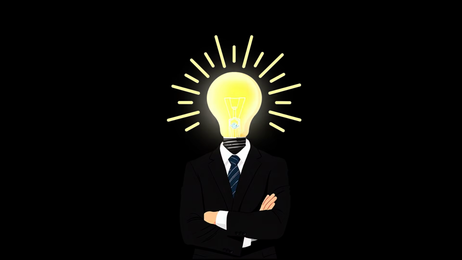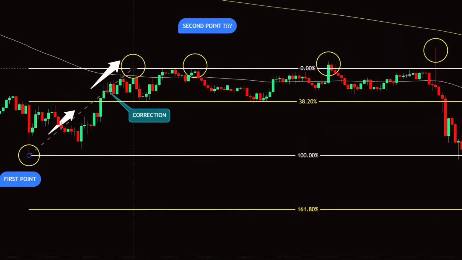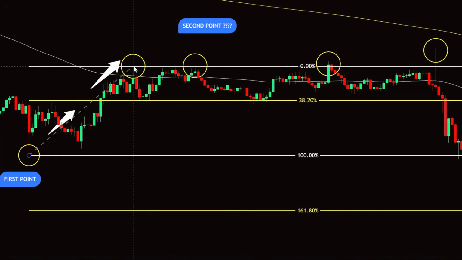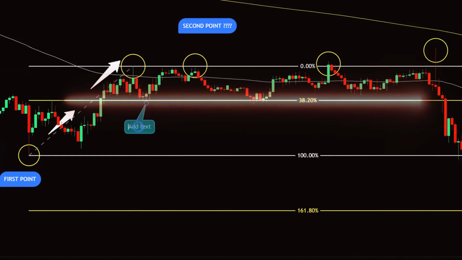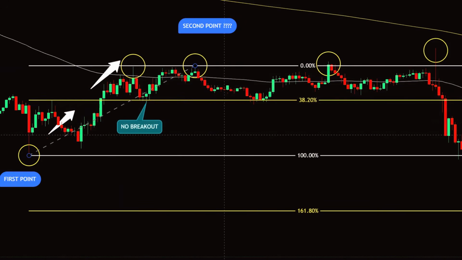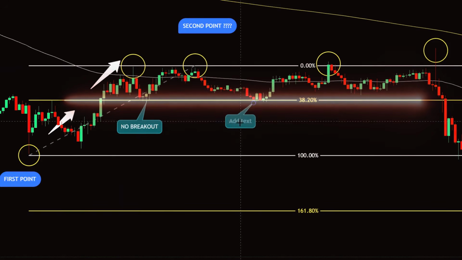Here's the key idea in live conditions. You don't guess the top. You start by placing your first point at the beginning of the correction, and for the second point, you mark the most recent swing high. Then you wait. If price breaks below the 38.2% level from that structure, it confirms that your second point was correctly placed and the sell setup is valid.